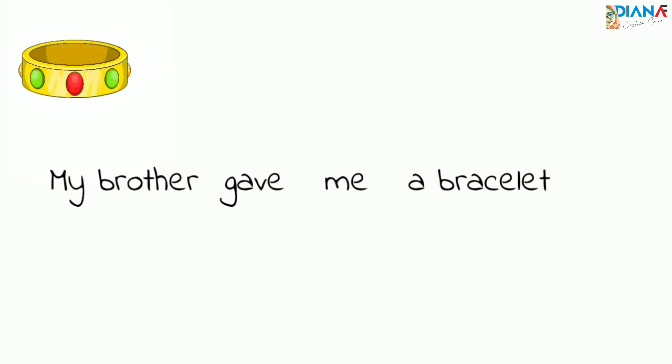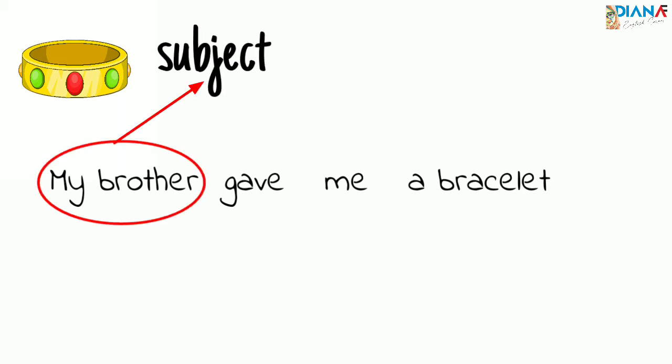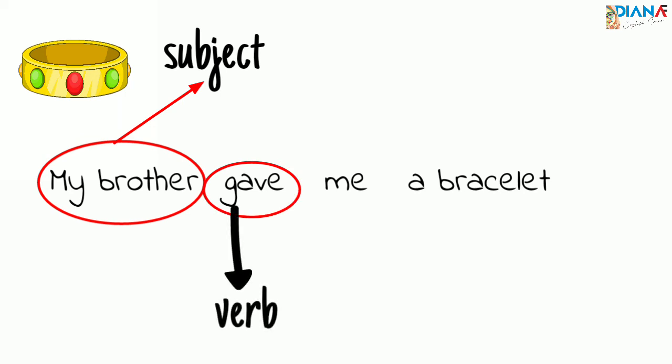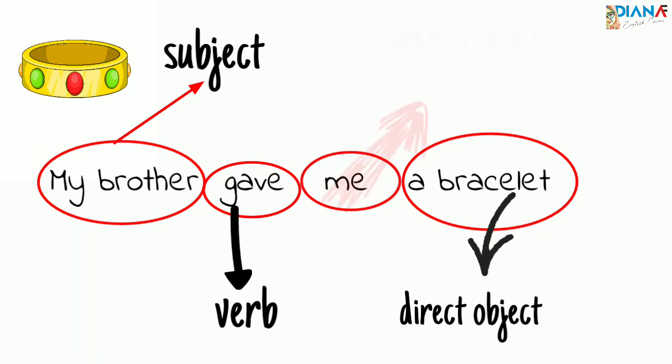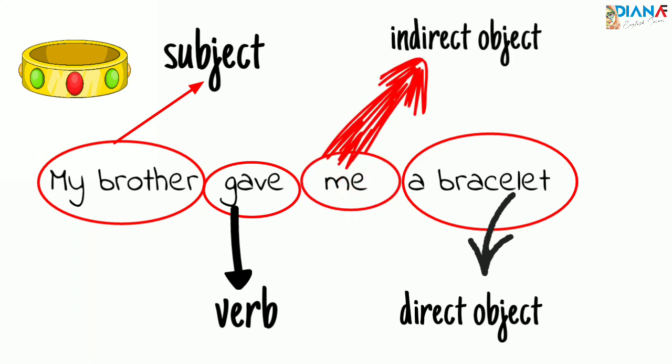The next example. My brother gave me a bracelet. Our subject here is my brother. And our verb is gave. Then the direct object is bracelet. How about the indirect object? Now make a question using to whom or for whom. To whom does my brother give a bracelet? Of course, the pronoun me. So the indirect object is me.